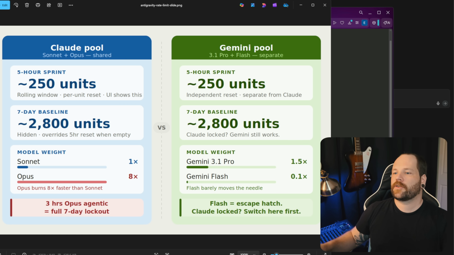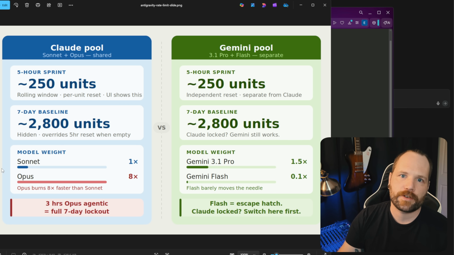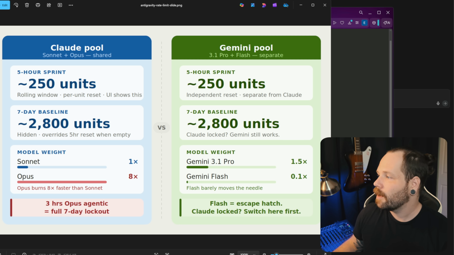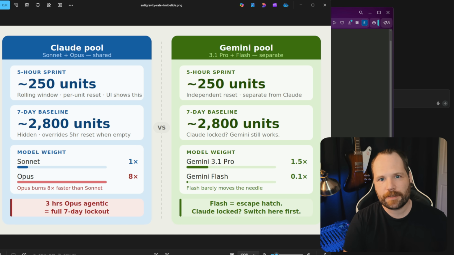So I'll leave this up on the screen for another second. Your takeaways here are Sonnet in fast mode is kind of your daily driver. That'll get you your 40 hours a week. Gemini Flash uses 800 times less usage than Claude Opus. So something to think about.